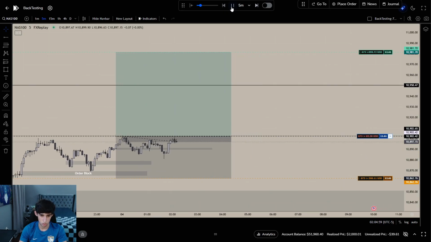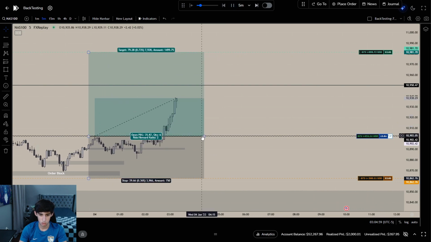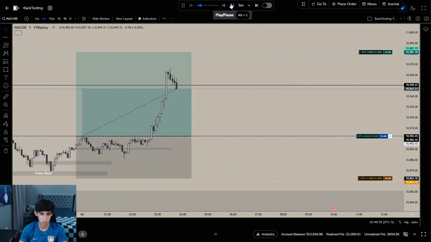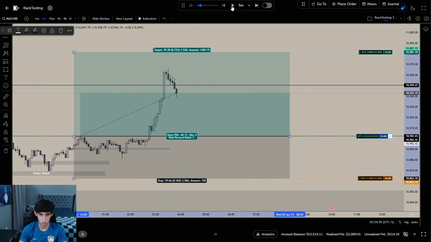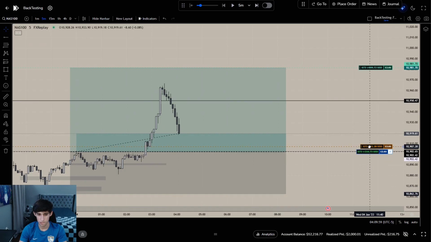Consolidation. And then to the upside. Let's pause that real quick. Just moving kind of quick. And then holy shit, right? Holy shit.